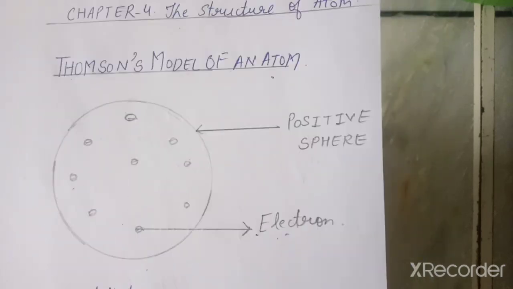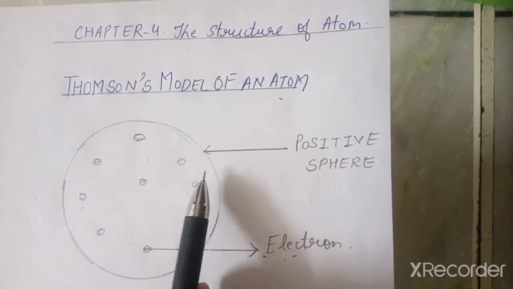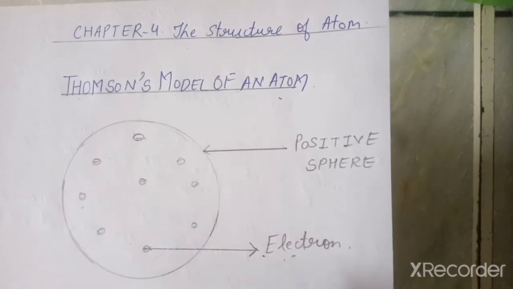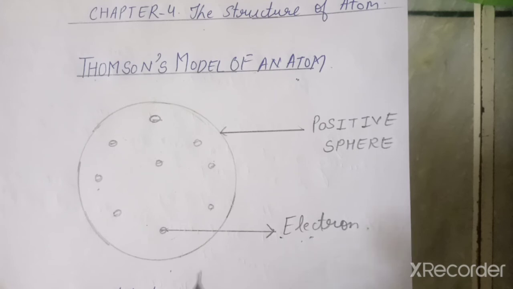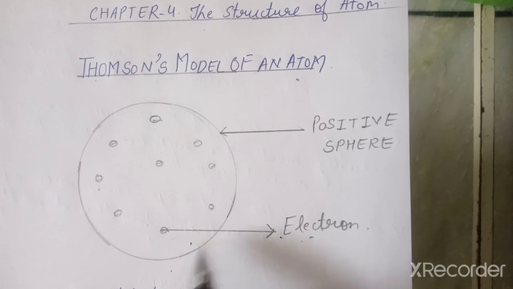So this was the first proposed model of an atom, in which Thomson said there is a positive sphere and the negative electrons are embedded into it. This Thomson model can be compared with a Christmas pudding. It can also be compared with a watermelon, in which the red edible part is considered as the positive sphere and the seeds are considered as the electrons.